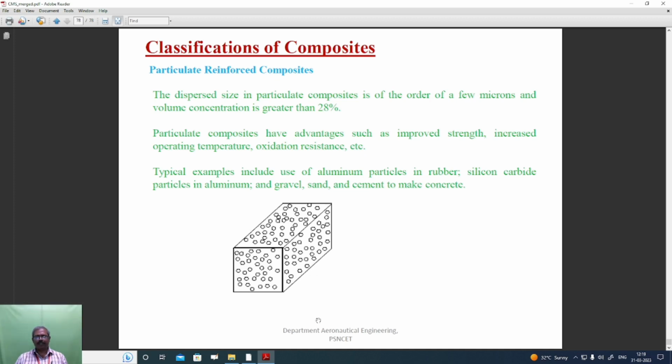The particle size in particulate composites is of the order of a few microns and the volume concentration is greater than 28%. Particle composites have advantages such as improved strength, increased operating temperature, and oxidation resistance. Typical examples include the use of aluminum particles in rubber, silicon carbide particles in aluminum, and gravel, sand, and cement to make concrete. So today we discussed the introduction of composites and classification of composites.